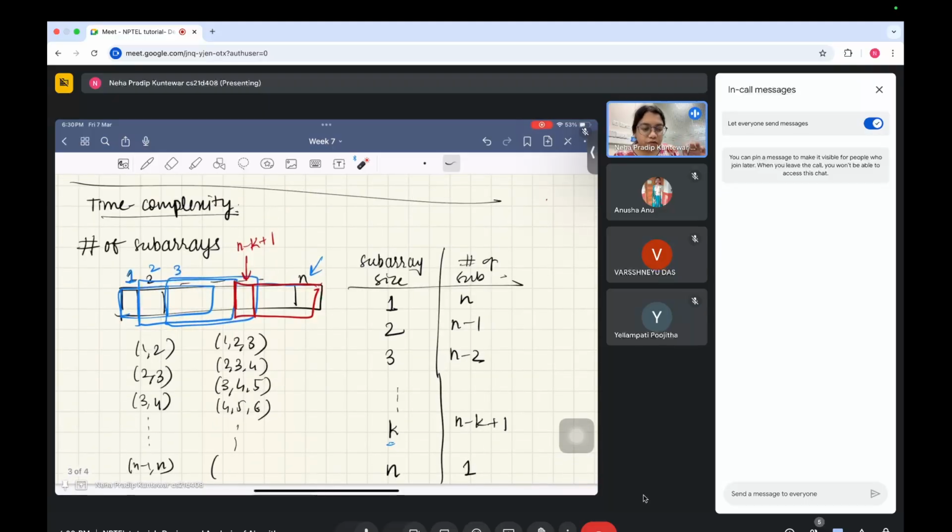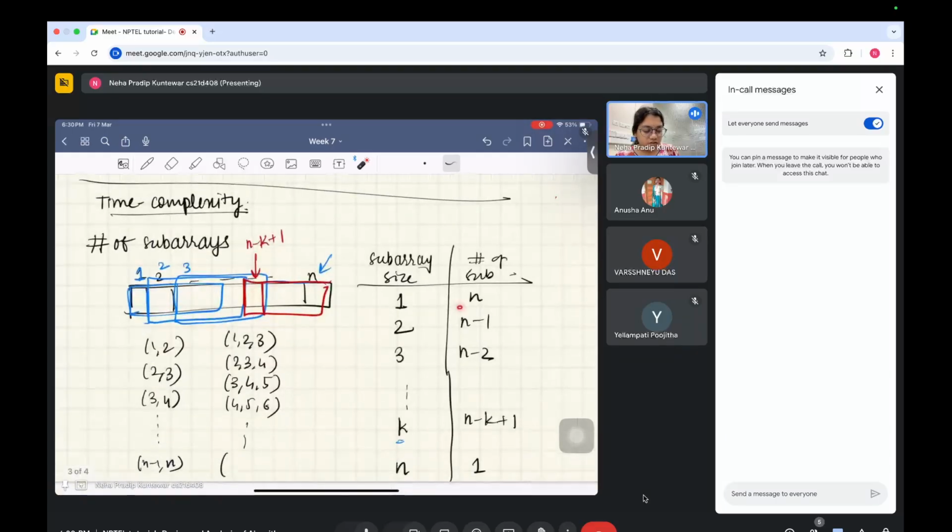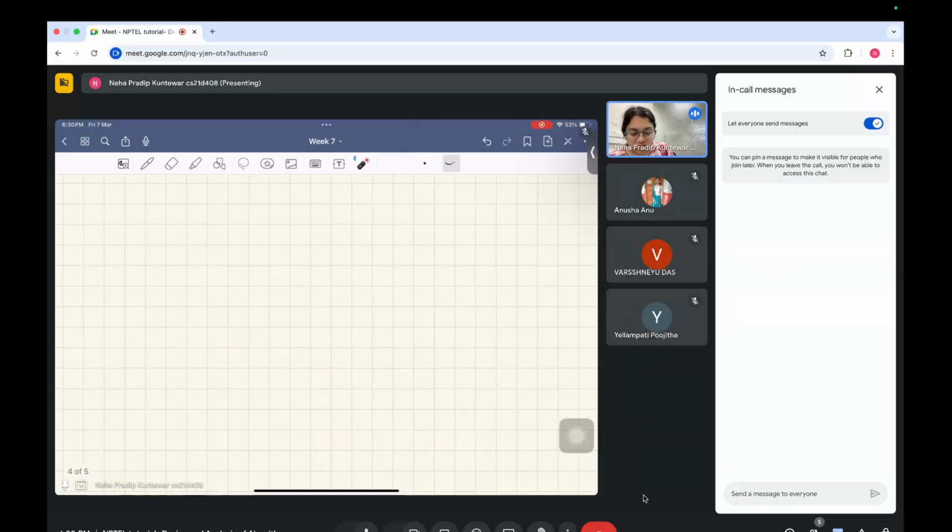Okay, so is everyone with me? Does everybody agree that this is precisely the number of subarrays of that particular size? If you would want me to repeat anything, then please feel free to ask. Don't hesitate.